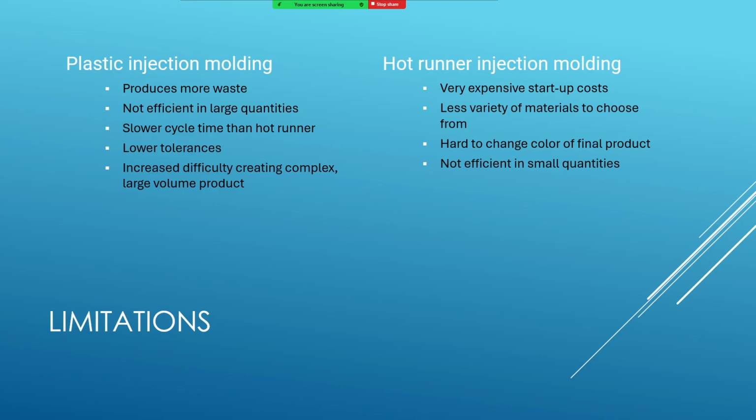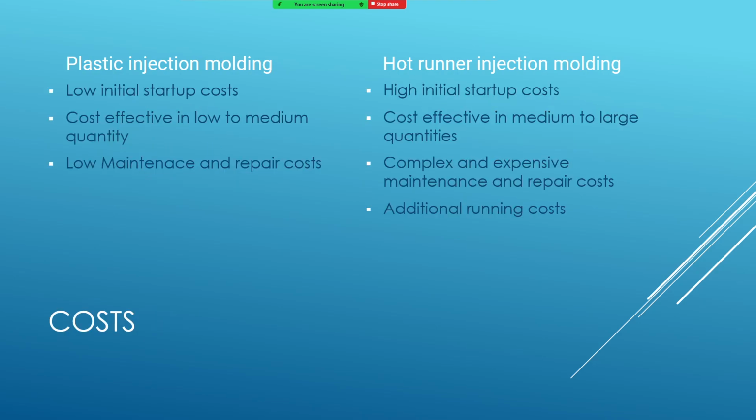And for small quantities, it is not very effective to use hot runner injection molding because it will cost more to run the machine and have the machine create small quantities than if you were to allow it to create large quantities. So for the costs, plastic injection molding has a lower initial startup cost than hot runner injection molding. Hot runner injection molding is cost effective only in large quantities because there's a very short cycle time, so the products are produced more efficiently.